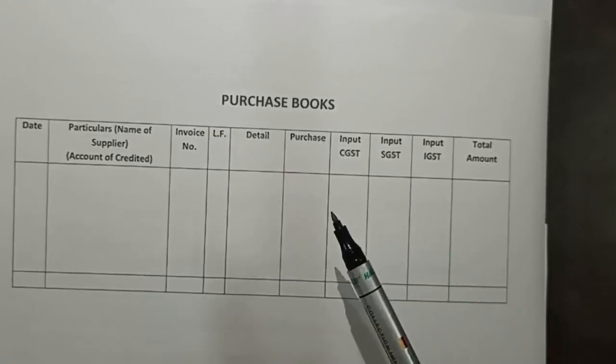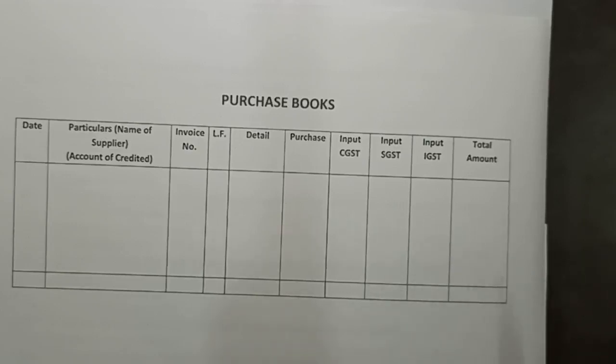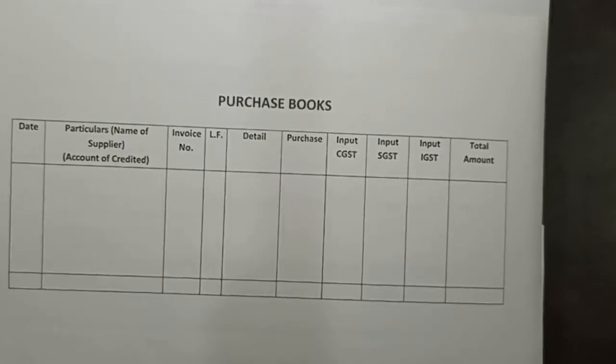Then after that, it is the column of details. In the details column, we are going to write the amount. This amount will be the amount of the goods being purchased from the supplier. In this column, we are also going to maintain the trade discount. As all of you know, discount is of two types.